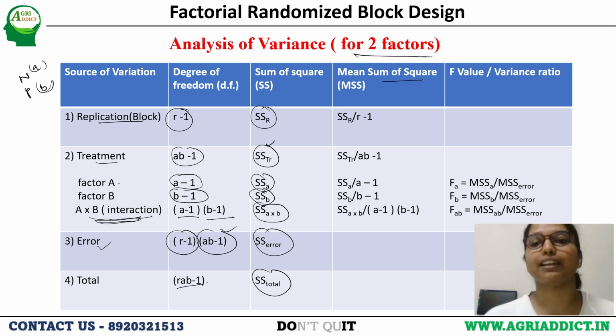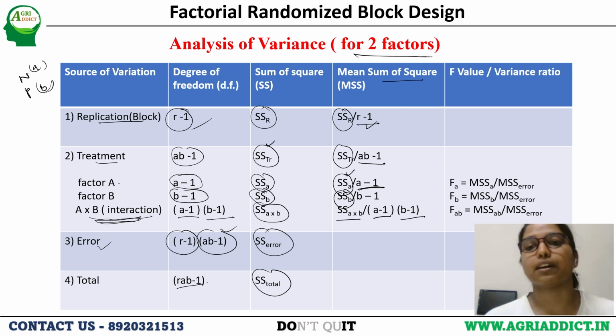Like that, mean sum of square will be calculated. Sum of square of replication divided by R minus 1, that is the degree of freedom of replication. Then sum of square of treatment divided by AB minus 1. Sum of square of A factor will be divided by A minus 1. Then sum of square of B divided by B minus 1. Sum of square of A into B, that is interaction, divided by A minus 1, B minus 1.